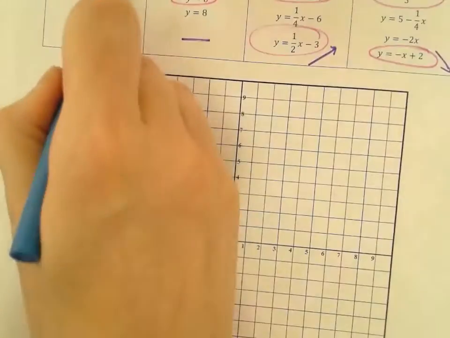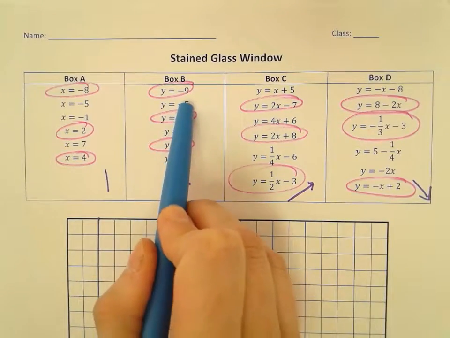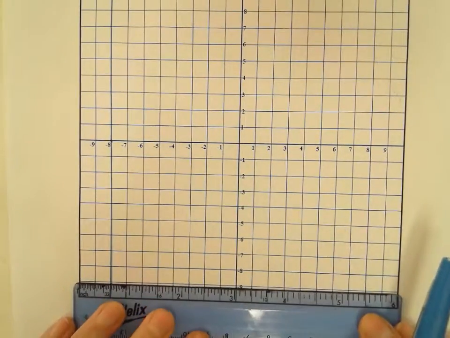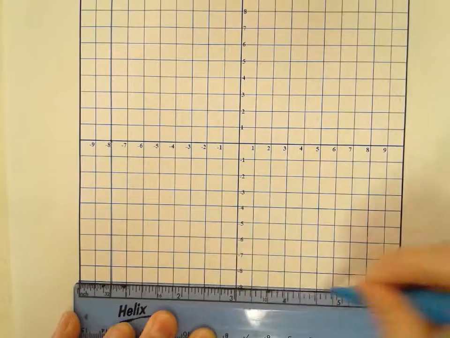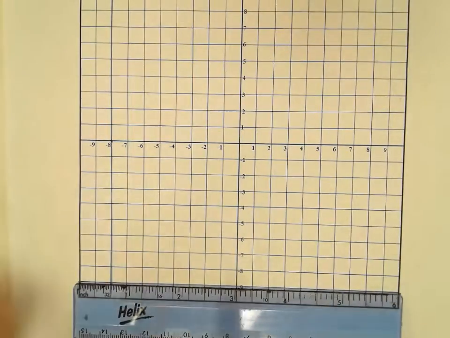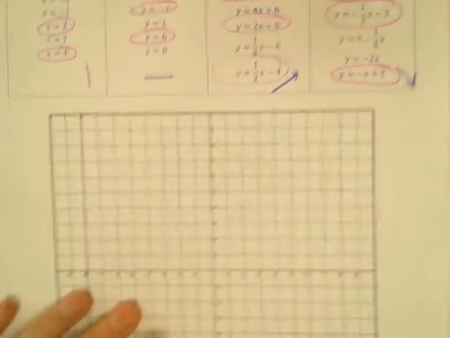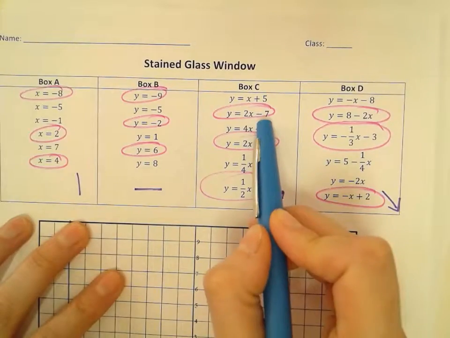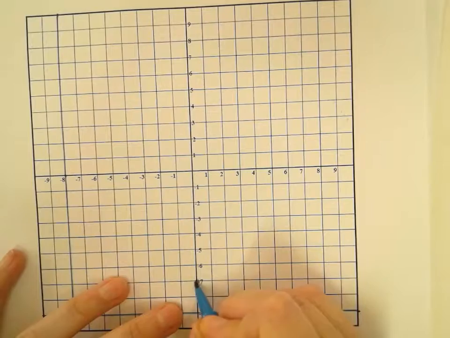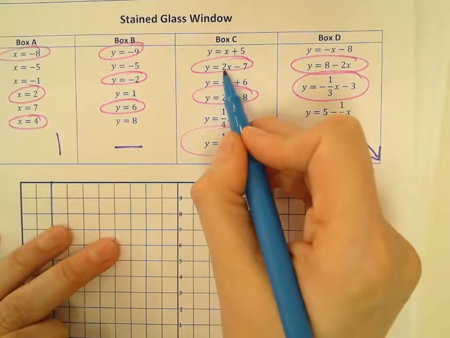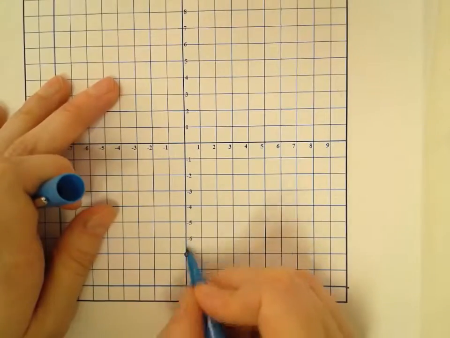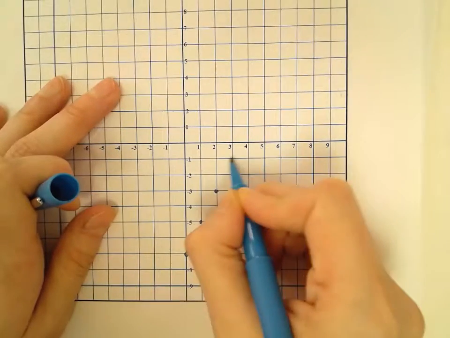So I graphed one of those from box A for you. I'm going to graph y equals -9 from box B. Y equals -9 is just a horizontal line that goes through -9. Okay. Now, for box C, whenever you are graphing one of these, my y-intercept is always the number that's all by itself. It starts at -7. My slope is the number attached to x, and if it's not a fraction, put a 1 on the bottom. So that means we are going up 2 and over to the right 1.